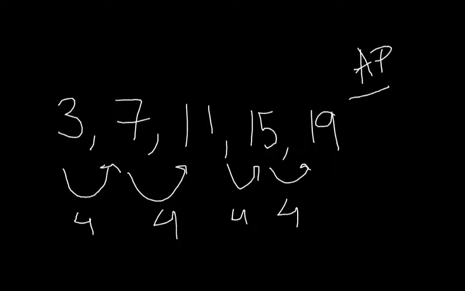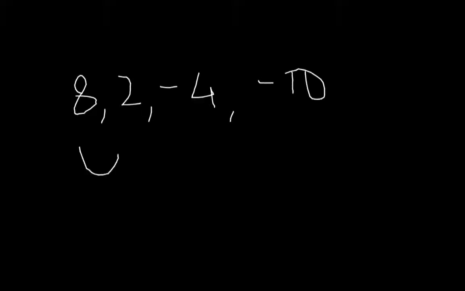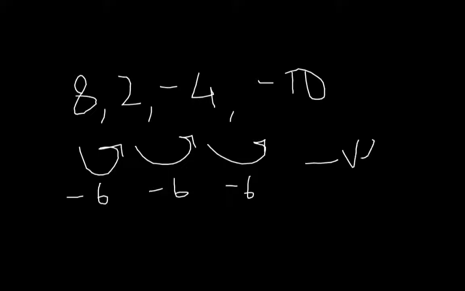As you can see here, it is increasing. We can also have a sequence like, let's say, 8, 2, minus 4, minus 10. As you can see here, it is decreasing by 6 in each term. So it can also be decreasing, or in the negative manner. Okay, you understand? This is the basic meaning of AP.